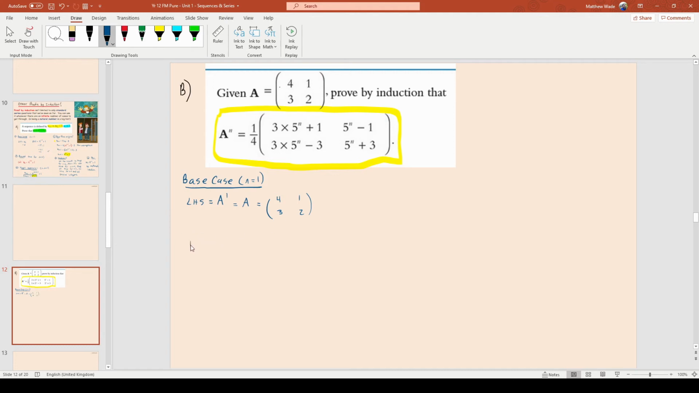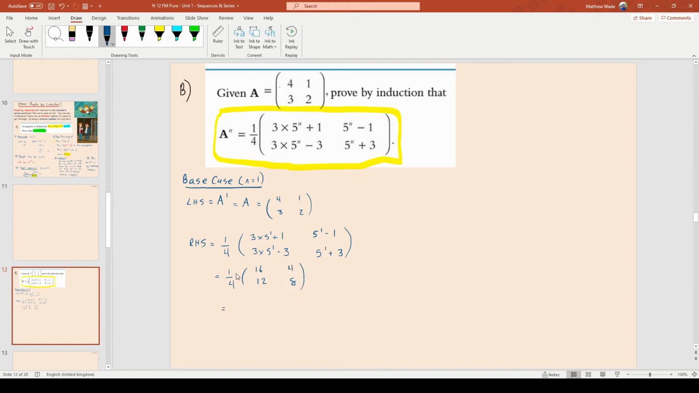Well, let's go right-hand side. On the right-hand side, here's what we've got for n equals 1. There's a quarter touching the matrix. In the matrix, we'll have 3 times 5 to the power of 1, plus 1. Oh, yeah, sorry, 5 to the 1, take 1, and then 5 to the 1 plus 3. So let's see what that equals. It's going to be a quarter of, and here we go. 3 times 5 is 15, 16 it's going to be. 3 times 5 is 15, 14, 13, 12. Here we've got 5 take 1 is 4, and here we've got 5 plus 3, which is 8.